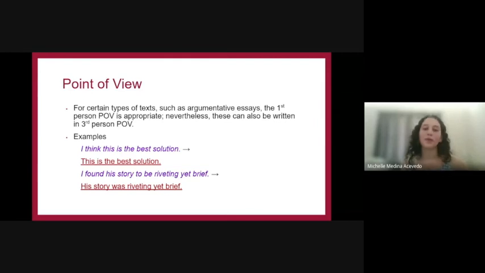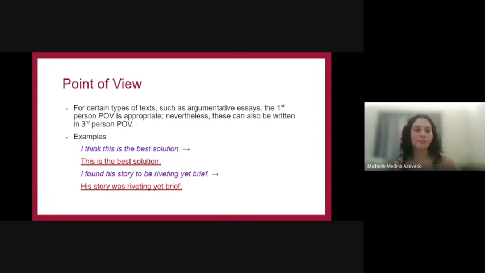Okay, perfect. So, for certain types of text, for example, argumentative essays, first person point of view is appropriate. However, we sometimes think that if our professor or instructor said you have to write a reflective essay or an argumentative essay, that we have to say I think or I believe, and that's not necessarily the case. Actually, in academic writing, it's usually best to avoid saying I, because you want to separate yourself from what you are saying, so use the third person point of view, and then provide supporting arguments. So do not solely rely on your own opinion.